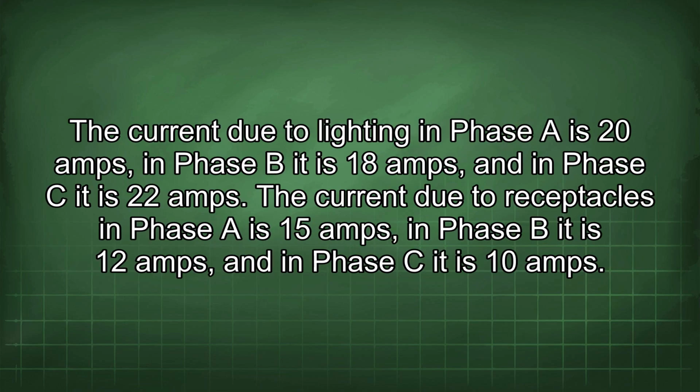The current due to lighting in phase A is 20 amps, in phase B it is 18 amps, and in phase C it is 22 amps. The current due to receptacles in phase A is 15 amps, in phase B it is 12 amps, and in phase C it is 10 amps.